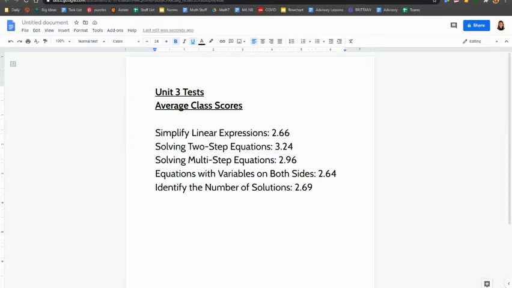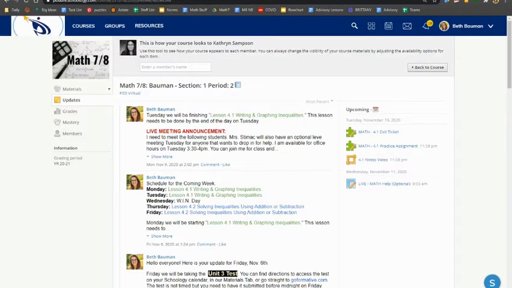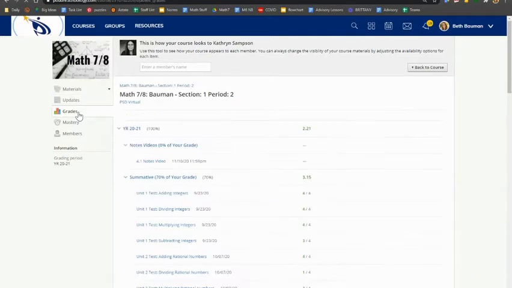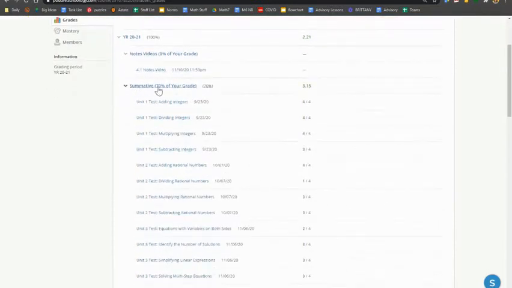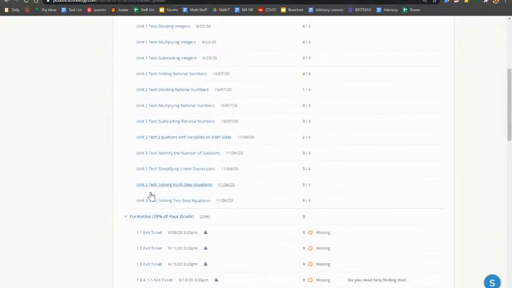So let me show you how you can find your test scores. I brought up our Schoology page for math, and I'm using an example fake student for our class. You would go over here to grades, and then you would see underneath the summative, which is 70% of your grade, here's our Unit 1, Unit 2, and you want to find the Unit 3, which are the last 5 items that are listed. This student, Kathy, scored a 2 on equations with variables on both sides, a 3 on identifying the number of solutions, a 3, 3, and a 4.